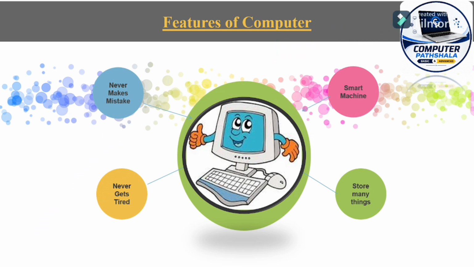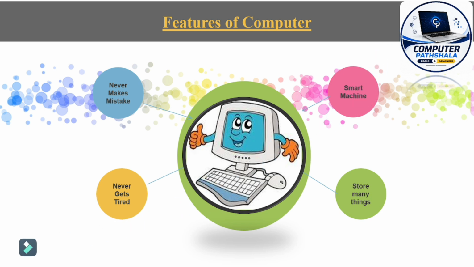So let's discuss the features of computers. Some features make computers useful in our daily lives. These are speed, accuracy, storage, diligence, versatility, and automation. In the picture, you can see that a computer never makes mistakes because it's a smart machine. It never gets tired and it can store so many things. But some important features, let me explain.